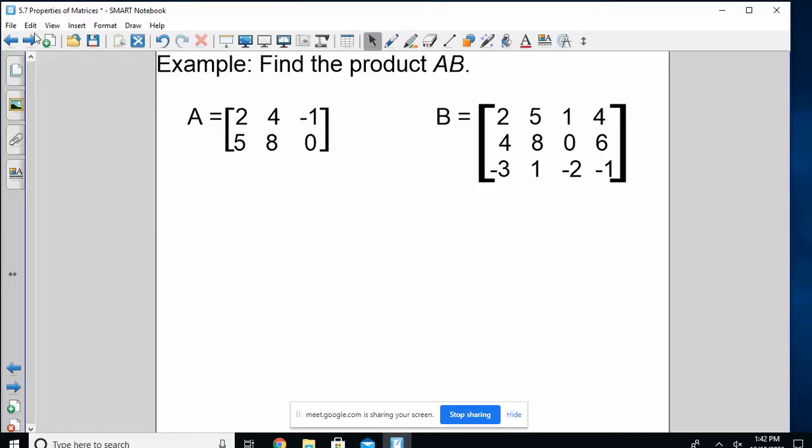Does everybody see where I'm getting my numbers? I'm just going to keep going through this slowly. If you get bored and think you know what to do, feel free to move ahead. So next I'm doing row 1, column 3. So row 1 times column 3. 2 times 1 is 2. 4 times 0 is 0. Negative 1 times negative 2 is 2. Add those together, and we get a 4.